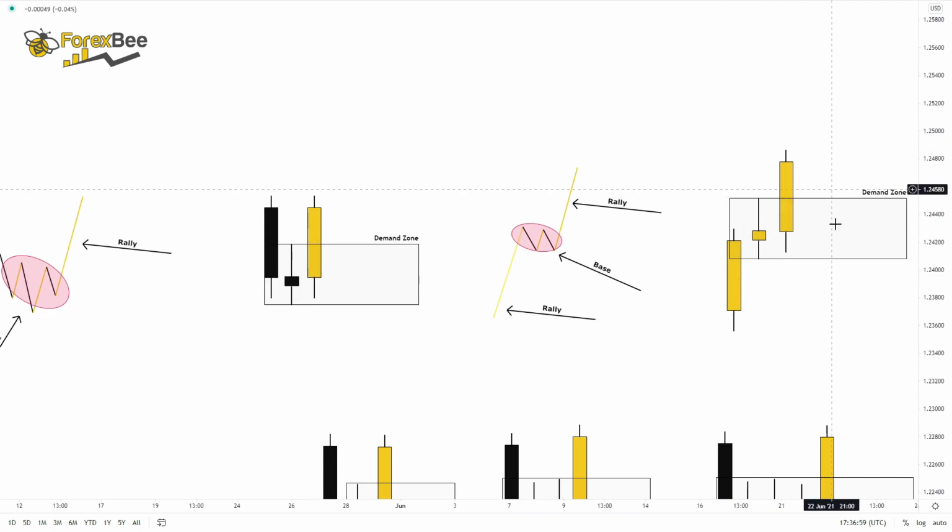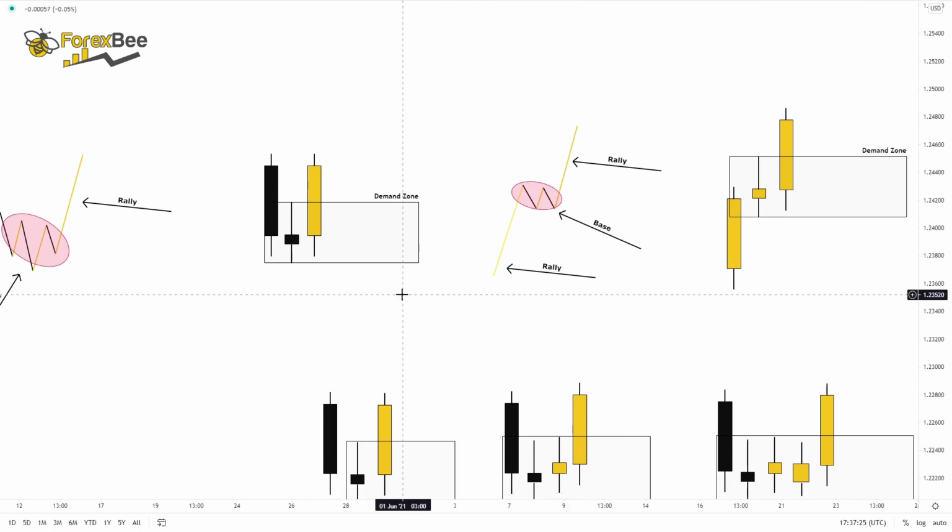So this is basically a demand zone created here, and you can tell that this is a demand zone because two big candles are sandwiching one base candle. This zone is rally, base, rally, because price was moving up, then it was moving sideways, and then it kept moving up. So this is basically rally, base, rally.